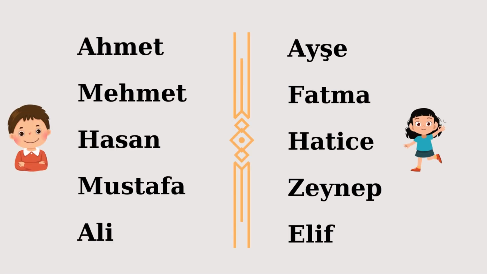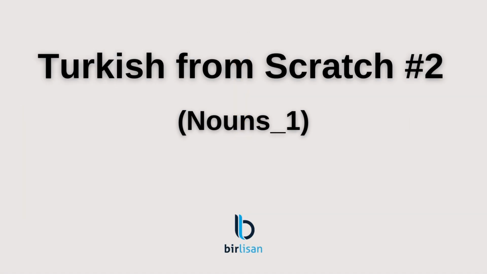Lastly, let's give a couple of examples of widely used proper names in Turkey. Ahmet, Mehmet, Hasan, Mustafa and Ali are common male names. On the other hand, Ayşe, Fatma, Hatice, Zeynep and Elif are common female names. So, this is the end of the video. I hope you enjoyed it and learned how to make singular nouns plural in Turkish, along with some new words.